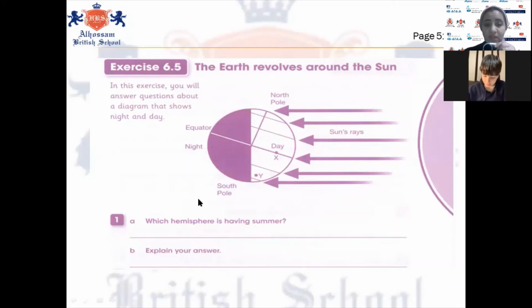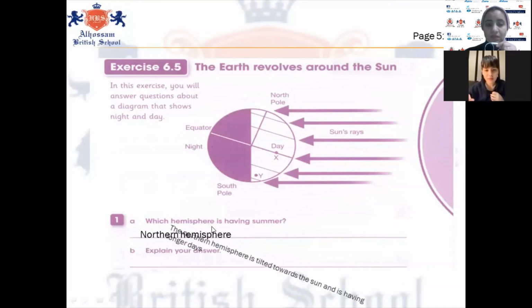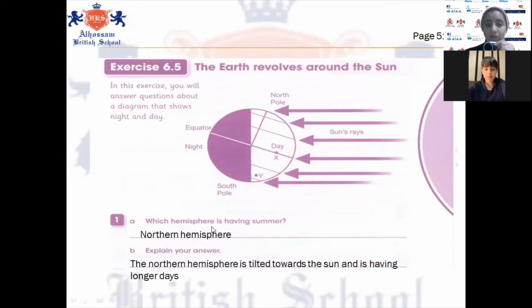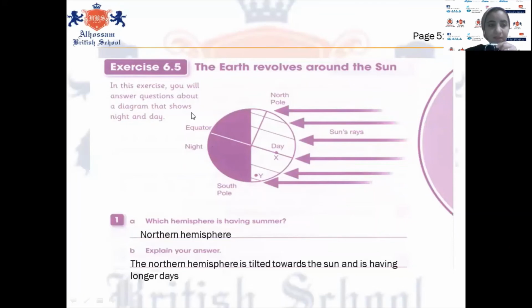Which hemisphere is having summer? The northern hemisphere. Excellent. Explain your answer. Because the North Pole of the Earth is tilted towards the sun. Excellent. Because it's tilted to the sun, the northern hemisphere is tilted toward the sun and having longer days. Okay. Excellent.